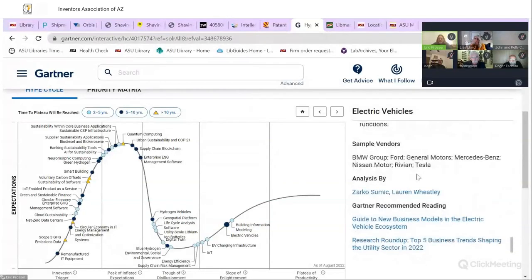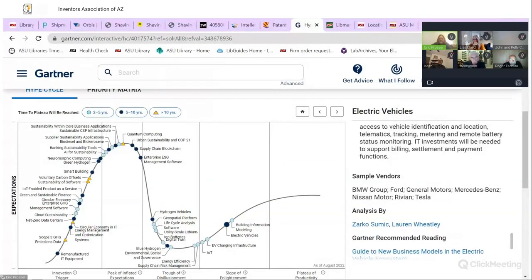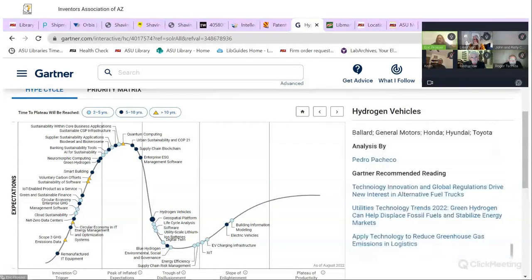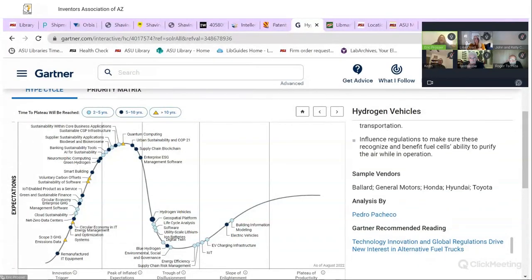And I know you like to know groups who are out there, so it gives you sample vendors of who's in there. I mean, of course, we know who's in there in the electric vehicle space, but if we're looking at, say, hydrogen vehicles, I don't even know who's working on it. Oh, of course, GM. Makes sense. The big guys. I don't know who Ballard is, though. That would be a place to investigate.